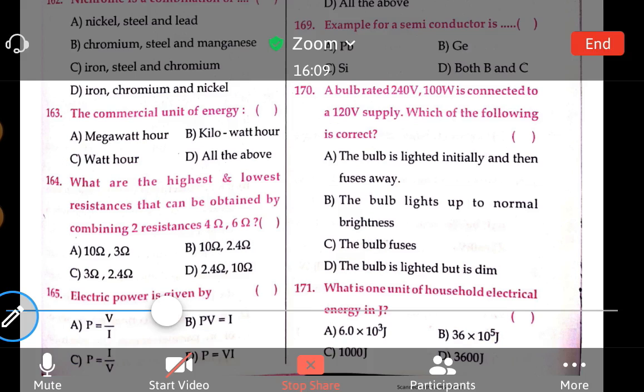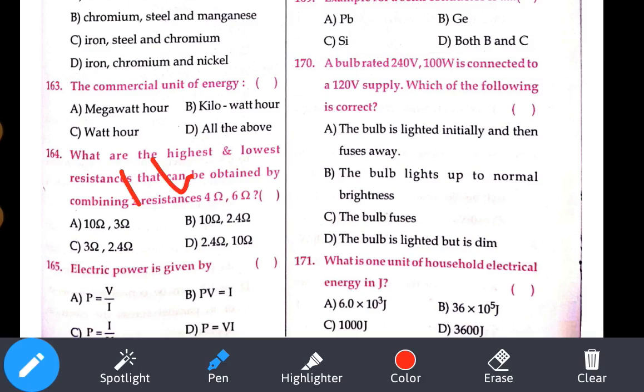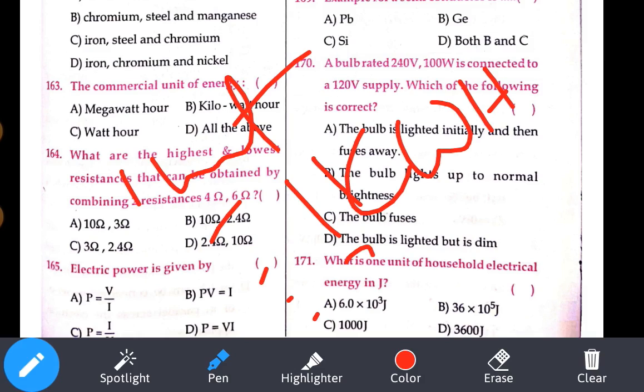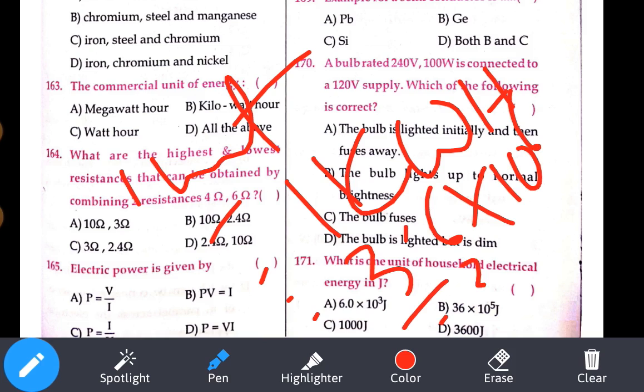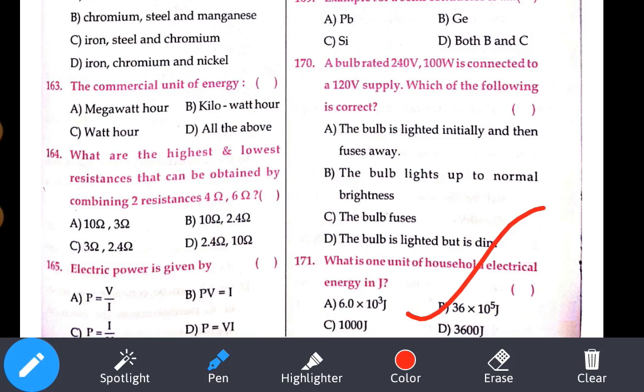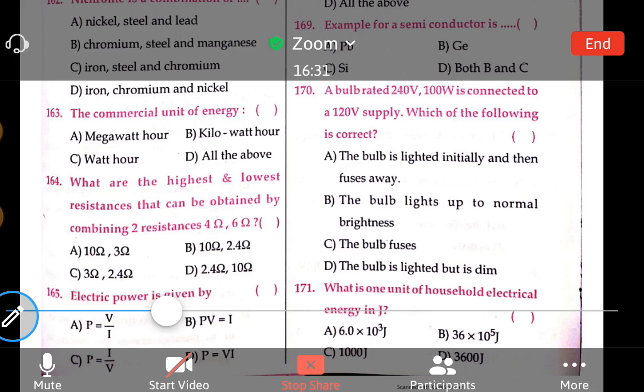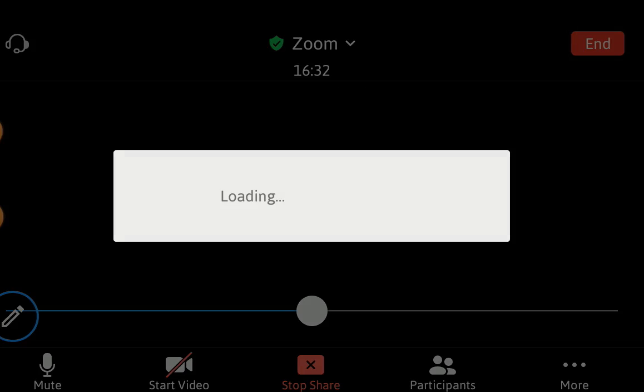What is 1 unit of household electric energy? We already know that. 1 unit is equal to 1 kilowatt hour. 1 kilowatt hour is equal to 3.6 into 10 to the power of 6 joules. So what they have given, option B is our answer. Okay, let's see the next question.